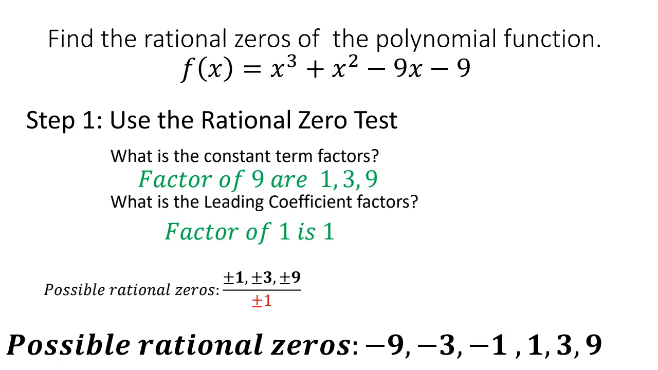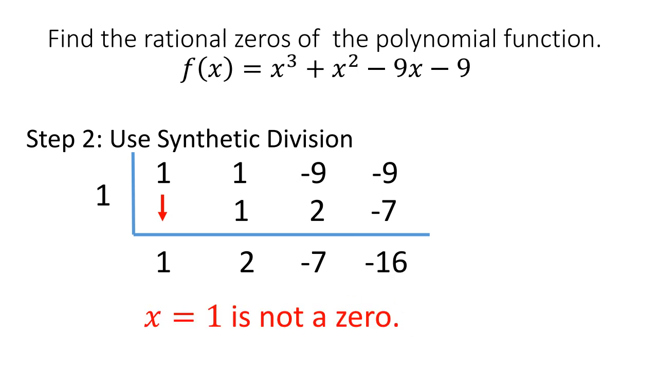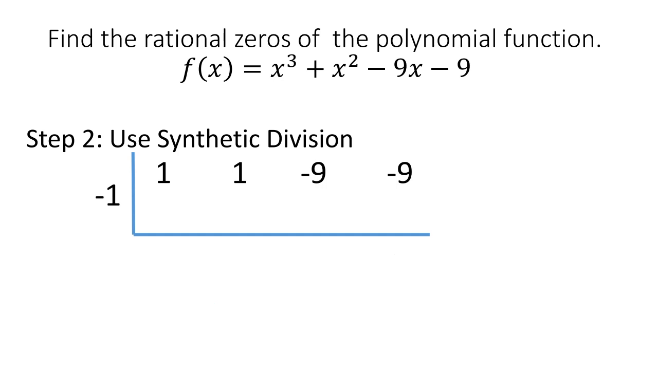Okay, so now we can go to step 2, and we can apply synthetic division. So we have a 1, a negative 9, and a negative 9. So bring down the 1. 1 times 1 is 1, plus 1 is 2, times 1 is 2, plus negative 9 is negative 7, times 1 is negative 7, plus negative 9 is negative 16. So we don't get a remainder of 0. That means that x equals 1 is not a 0. So we try the next number, which is negative 1.